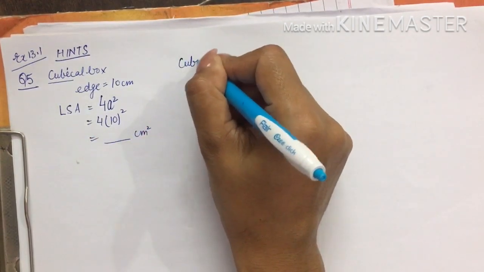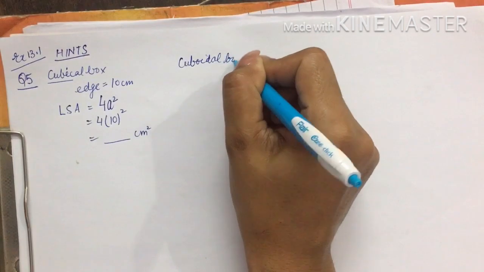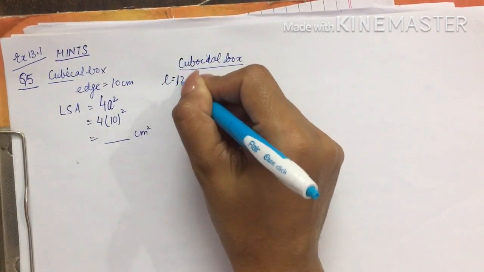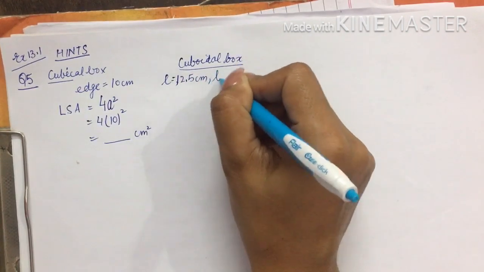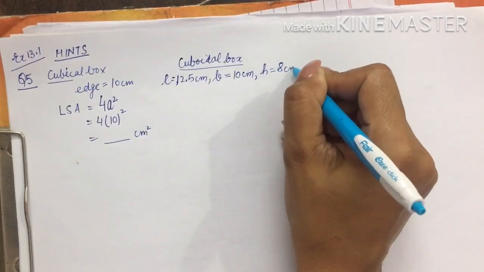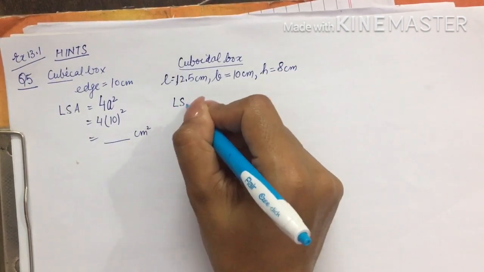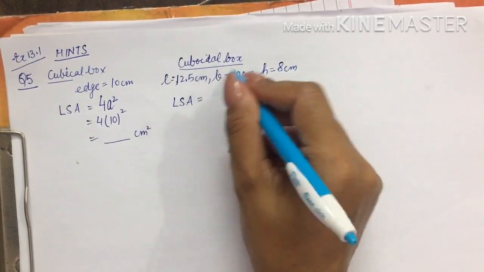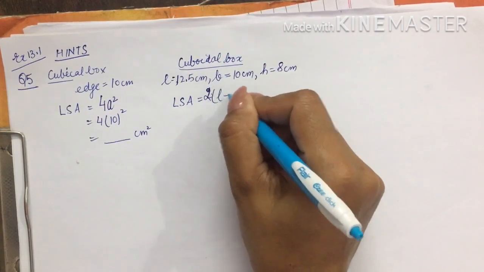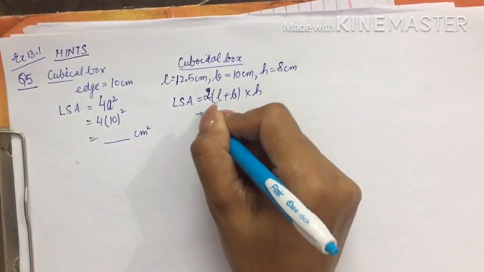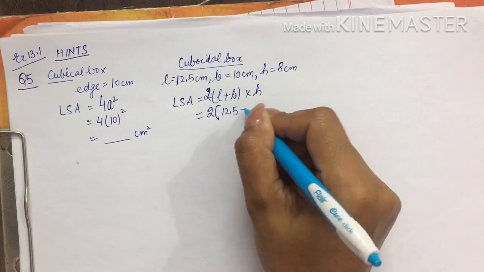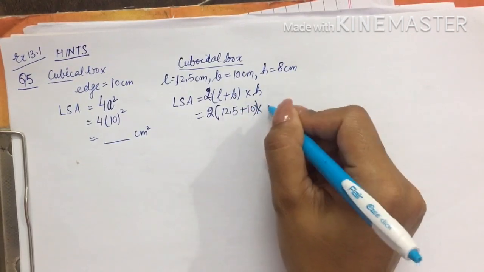And for the cuboidal box, you've been given the length as 12.5 centimeters, the breadth as 10 centimeters, and the height as 8 centimeters. So you find out the lateral surface area for the same. For the cuboidal box, the lateral surface area will be given by 2 times (L plus B) into H. So 2 in the brackets, you will have 12.5 plus 10 multiplied by 8.